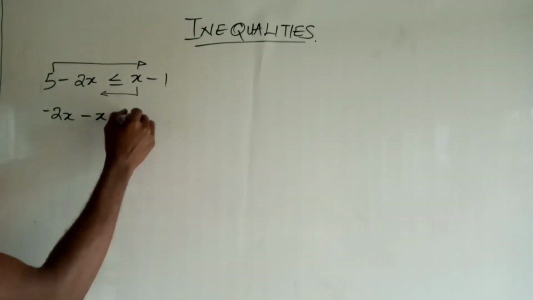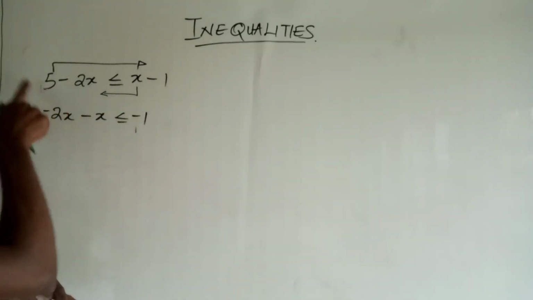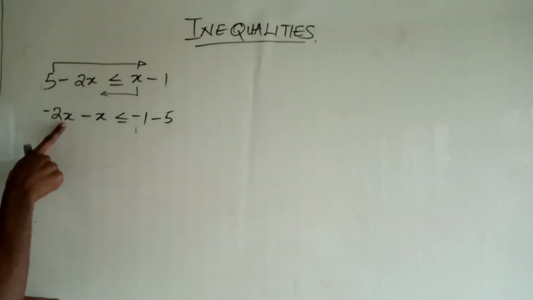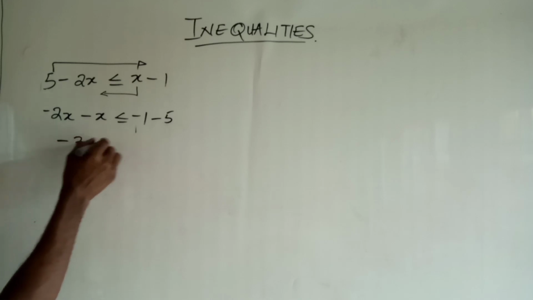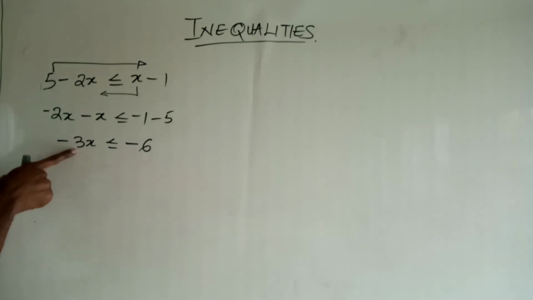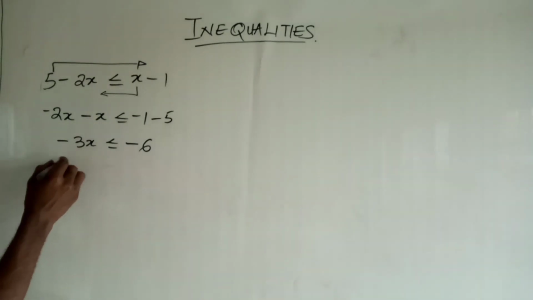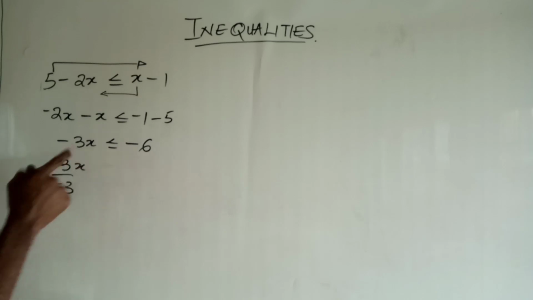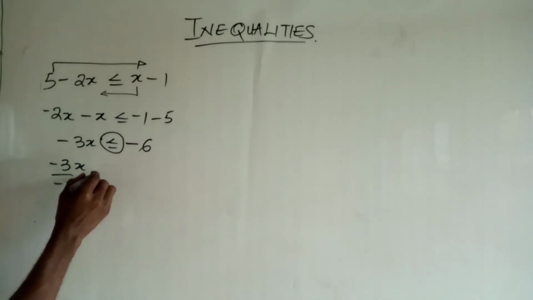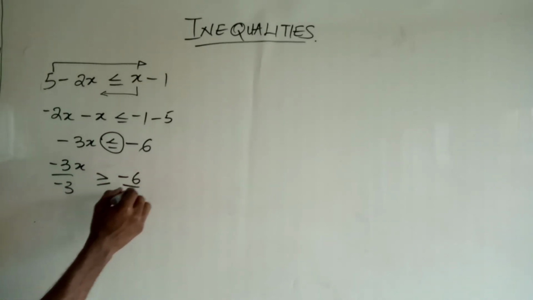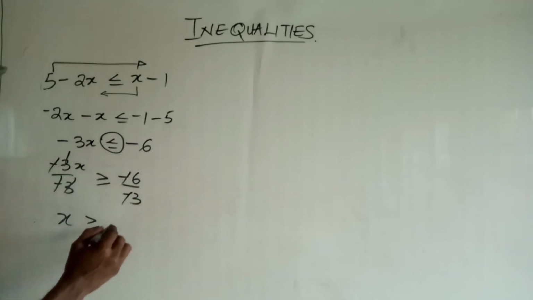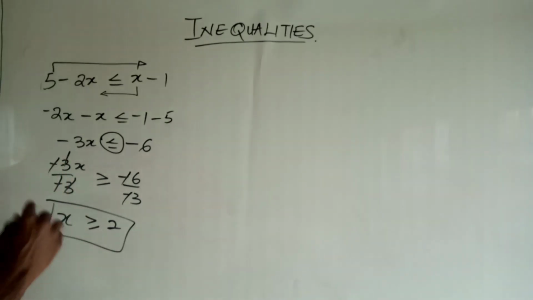So I have less than minus 1, and this 5 here, when it comes over, becomes minus 5 because it is positive right here. So negative 2x, negative x is going to give me negative 3x, less than or equal to negative 6. Now you want to divide both sides by a negative number, so I want to divide both sides by negative 3. Take note, when you divide both sides by a negative number, the inequality will alternate. So here it becomes greater than or equal to negative 6 over negative 3. This cancels out, so x is greater than or equal to 2. Yes, very simple. So that's our first question for the day.